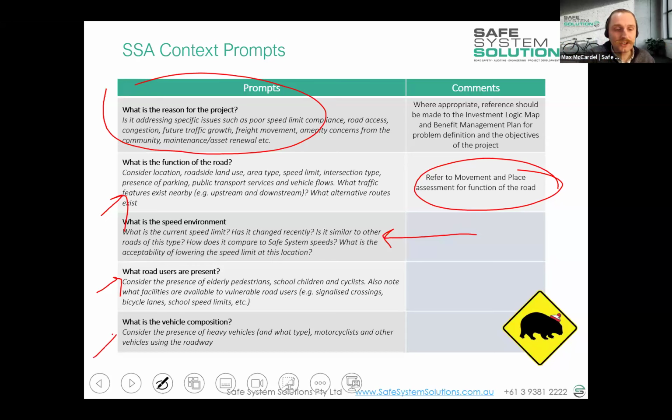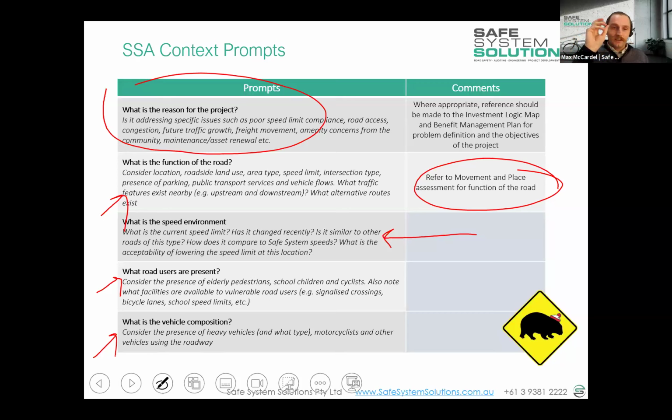Finally, vehicle composition. If you're able to ascertain what percentage of heavy vehicles or commercial vehicles are present, also motorcyclists, and if you happen to know of any others, maybe they run lots of vintage car events in that area, where you may have other types of vehicles that are not the traditional fleet we have on a general network, but it gets a little bit nebulous there.